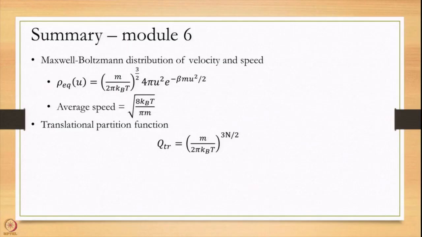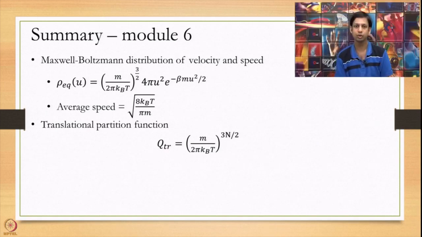So, in summary, today we have looked at the Maxwell Boltzmann distribution of speed. It is a very important distribution and this will be very useful in the coming modules when we discuss kinetic theory of collisions. We have shown that the average speed is equal to root of 8 k T over pi m. Please do not memorize any of these; as and when needed, we will always be providing you equations. This is not going to be a memory test. This is not going to be a mathematics test.